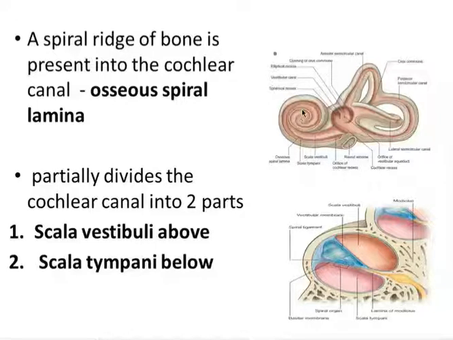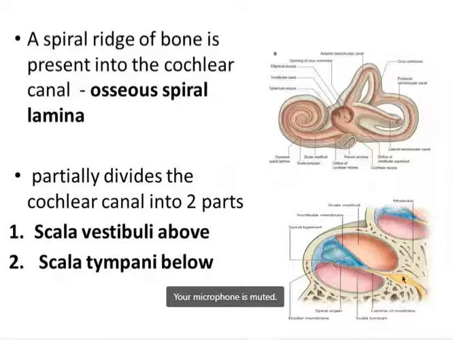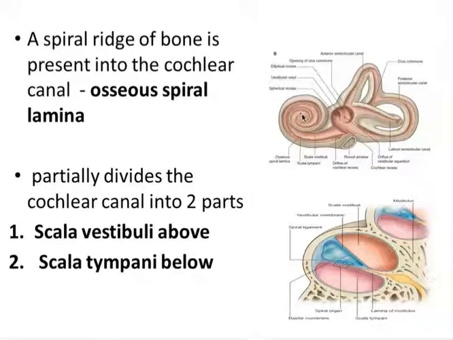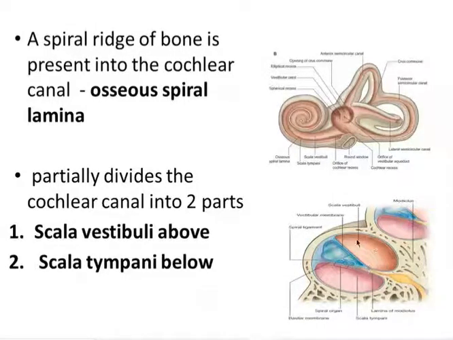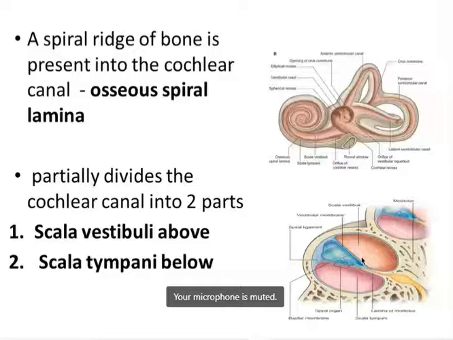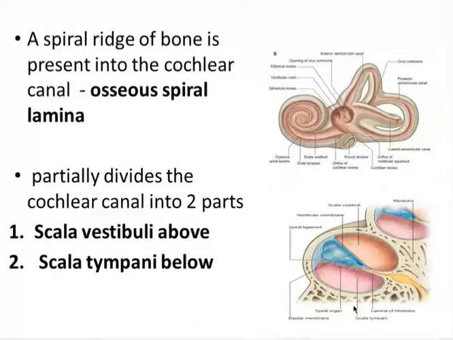Now you can see the enlarged part here. Inside the cochlea, you can see this is the osseous spiral lamina, in the enlarged view of the section. It divides the cochlear canal into the upper part, known as the scala vestibuli, and the lower part, known as the scala tympani. So scala vestibuli, scala tympani. This is the osseous spiral lamina.